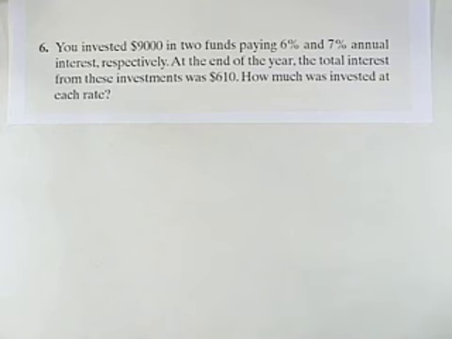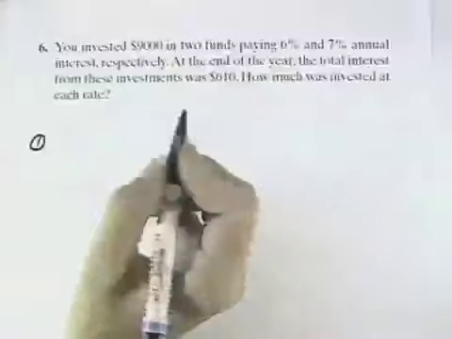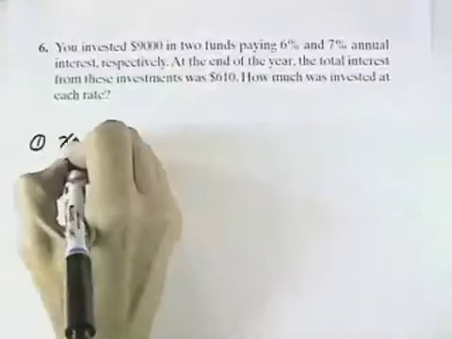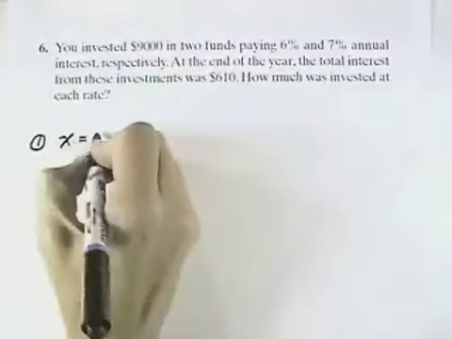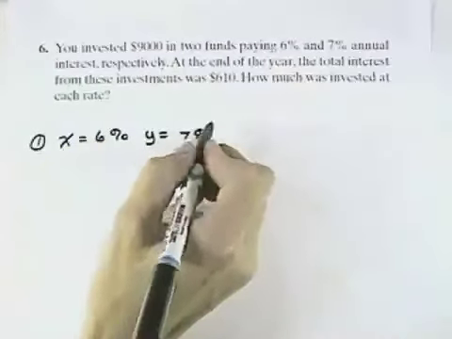We want to use the 4 steps to set up our system of equations. And so the first step would be to label our variables. So we could say x is the amount at 6%, y is the amount at 7% that we invest.